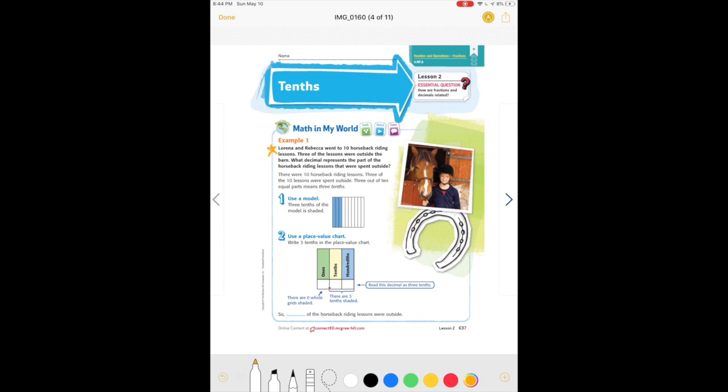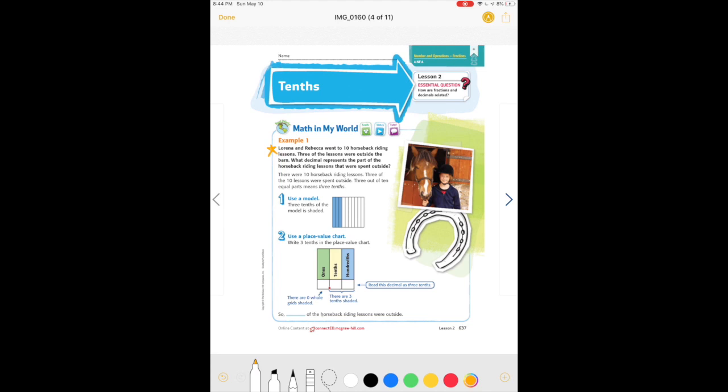Lorena and Rebecca went to 10 horseback riding lessons. 3 of the lessons were outside of the barn. What decimal represents the part of the horseback riding lessons that were spent outside? So there were 10 horseback riding lessons. 3 out of the 10 lessons were spent outside. 3 out of 10 equal parts means 3/10.